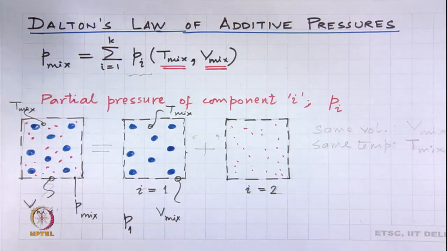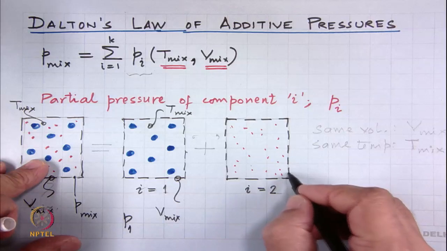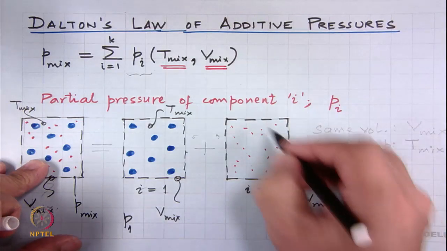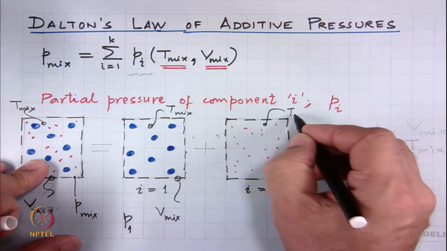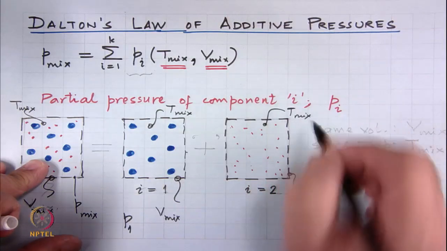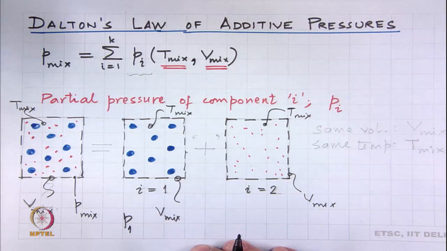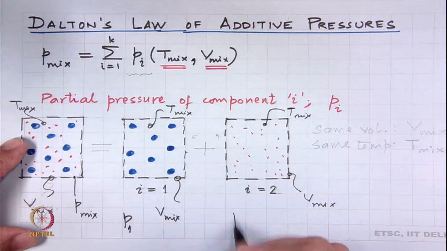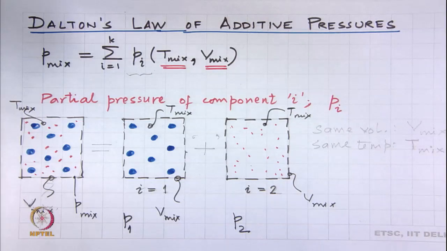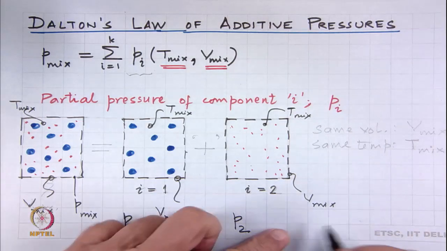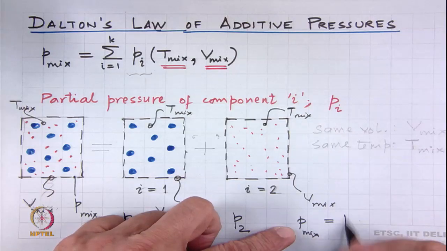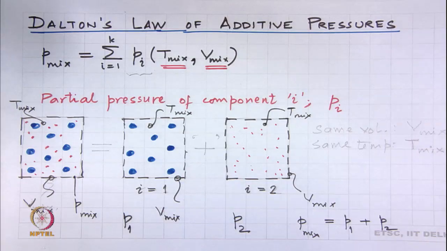And we maintain the same conditions: the volume is V mix, and the temperature is the same as the mixture temperature T mix. Then the pressure exerted by the second species in this case is P 2, and P mix is equal to P 1 plus P 2.